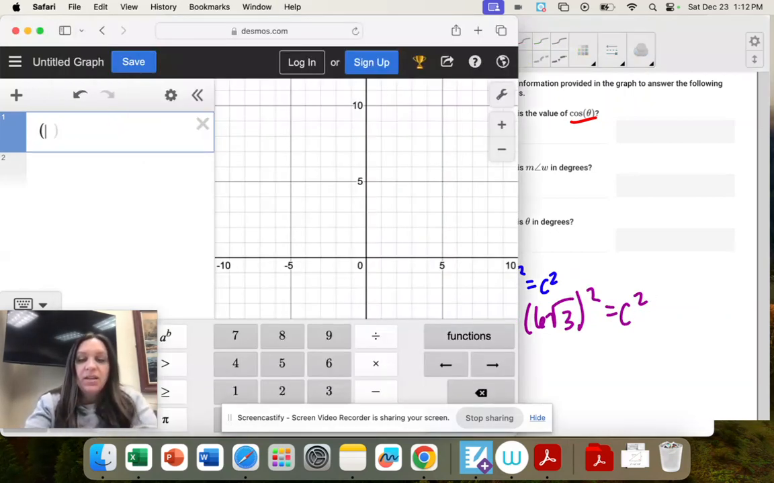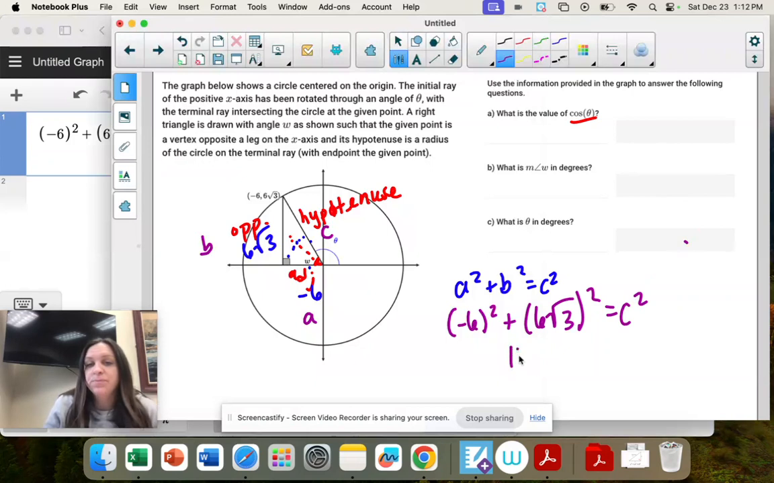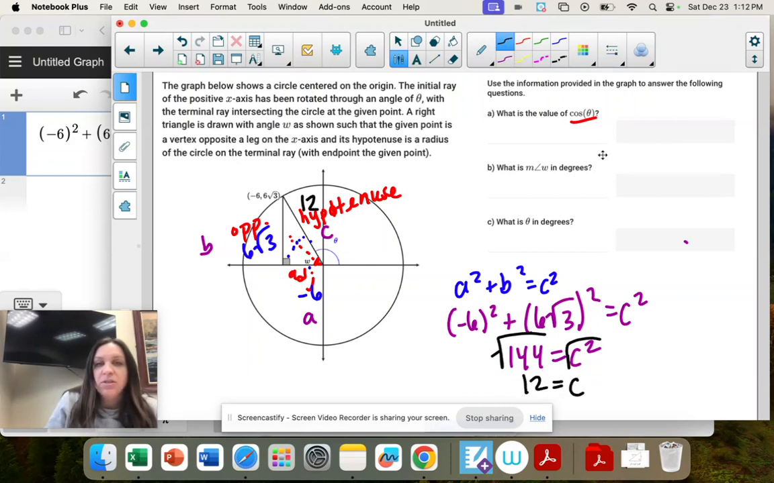Let's type that in. So that's 144. And then to get C by itself, we take the square root of both sides, and the square root of 144 is 12. So our hypotenuse is 12. Cosine is adjacent over hypotenuse, so -6 over 12, which reduces to -1/2. Those both divide by 6.